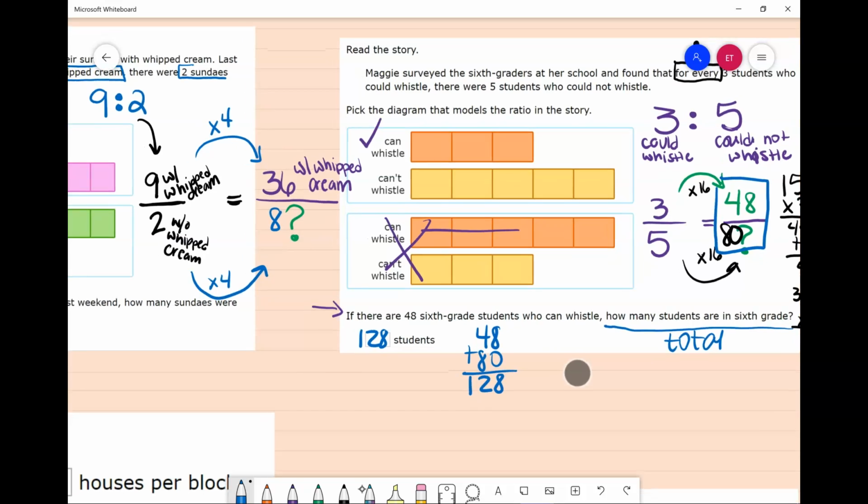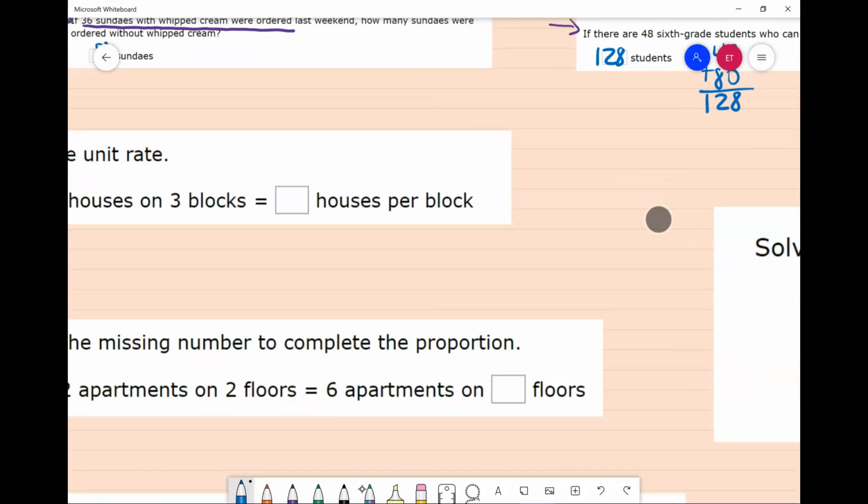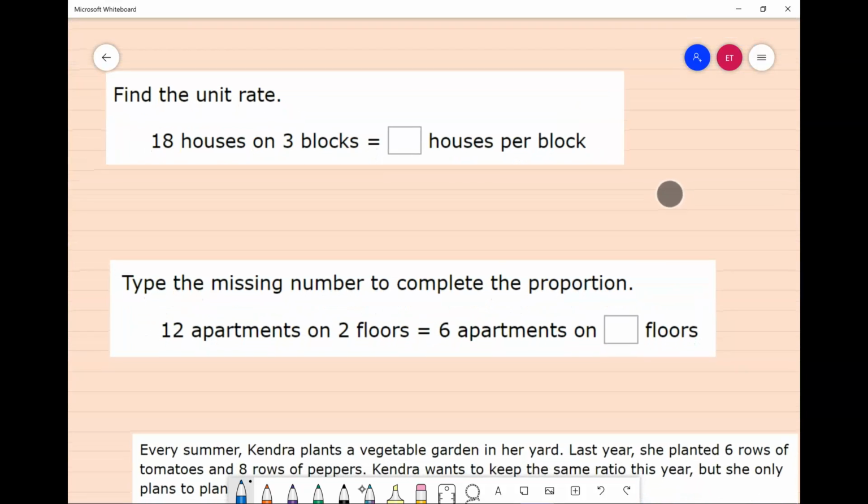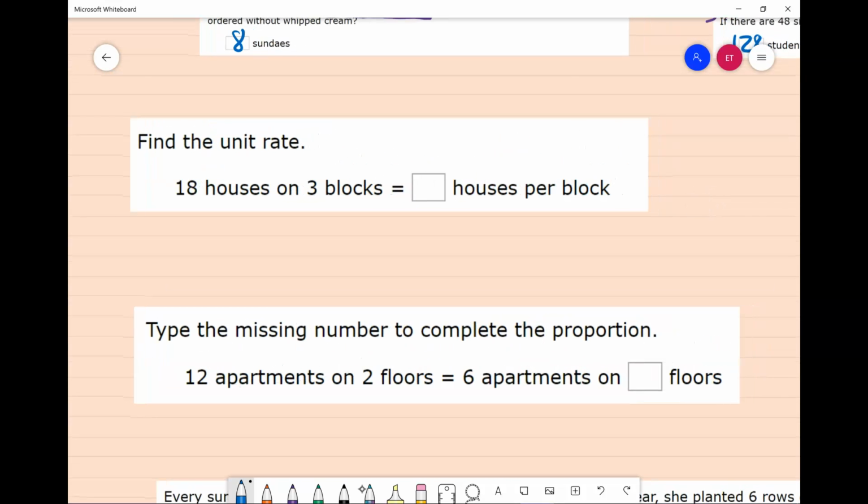Okay, that was ratios. Now let's start talking about rates. So rates, whenever you're dealing with rates, you're usually dealing with time. Usually the problems are about time.